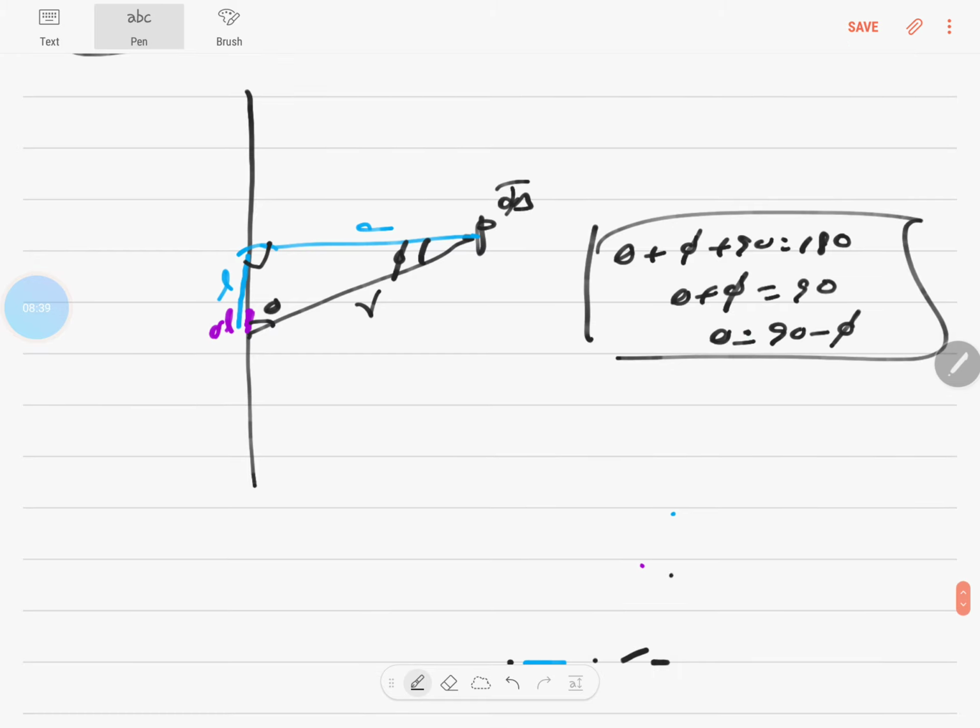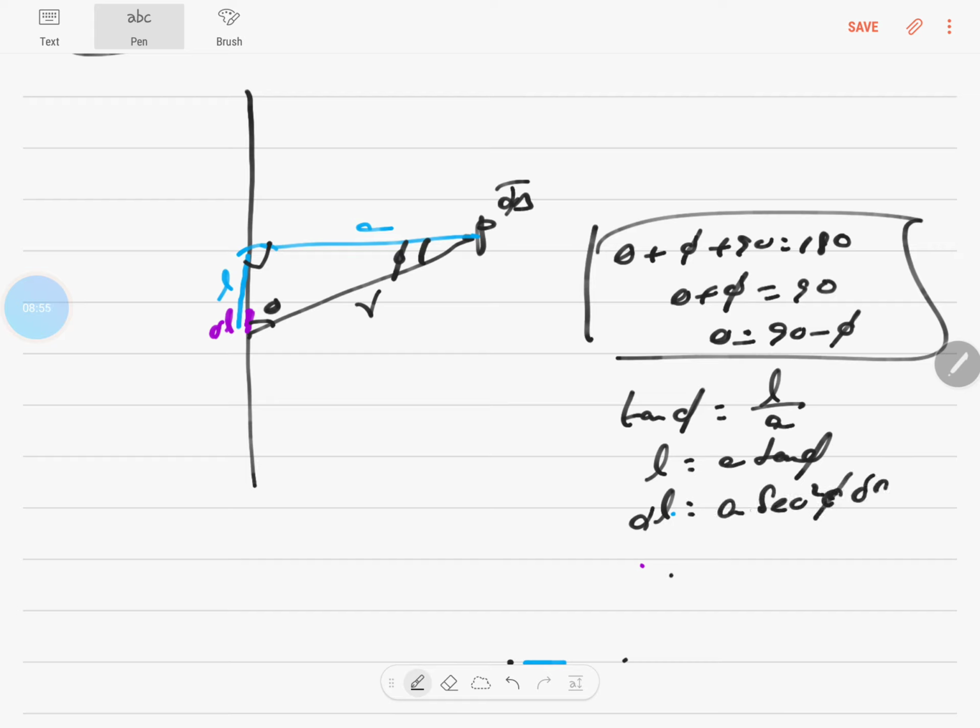The second observation that you can write using this right triangle is tan phi is equal to opposite by adjacent. So L is equal to A tan phi, but I want dl because of I dl sin theta by R square. So dl itself is the differentiation of this, which is A into secant square phi d phi. That is the second observation.